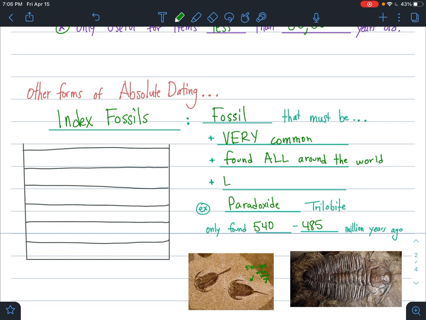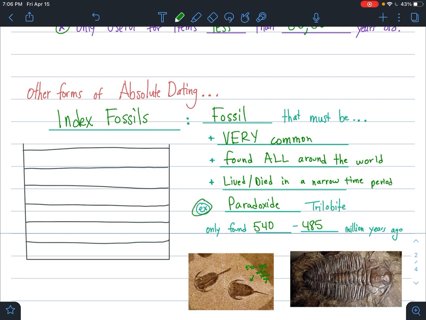And it must have lived and died within a narrow time period. Because if they've been around even still today, then if it's here today and we find it in the rock layer, we can't prove that rock's super old, because it could have died yesterday and fossilized. Well, fossilization takes much longer than that, but you get my point. So an index fossil is a fossil that must be very common, found all around the world, and lived and died in a narrow time period.